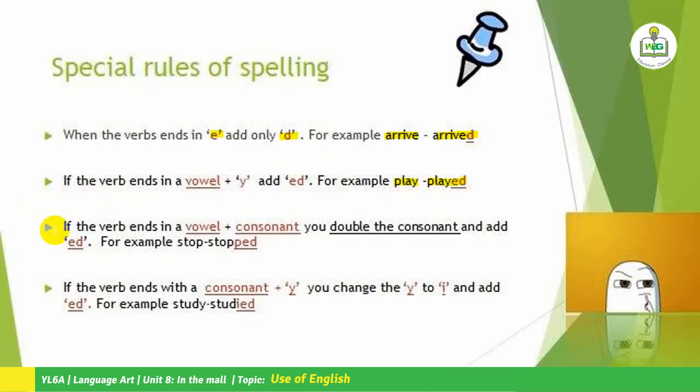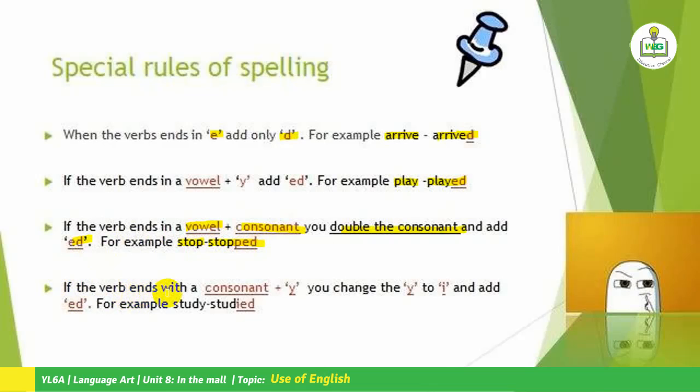Rule 3. If the verb ends in a vowel and a consonant, you double the consonant and then add ed. For example, the word stop. It ends with a vowel O and a consonant P. You double the P and add ed. So, in past simple tense, stop becomes stopped. S-T-O-P-P-E-D.